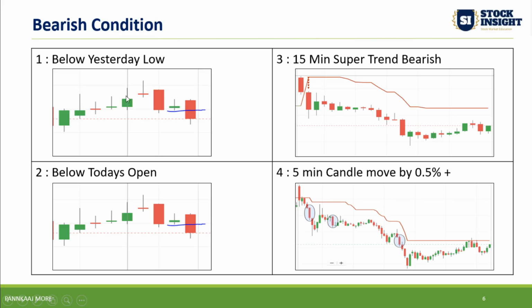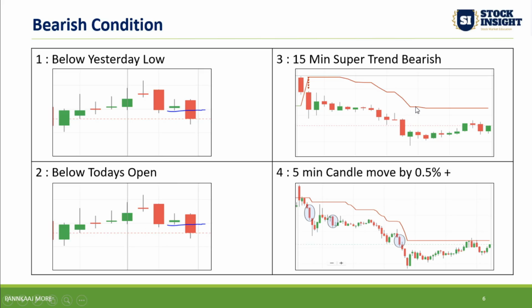Here the first condition is it should be below yesterday's low. So this is yesterday's low, so the stock should be below this. It should also be below today's open. So today's open is here and the stock is falling after that. So it is satisfying both the conditions.